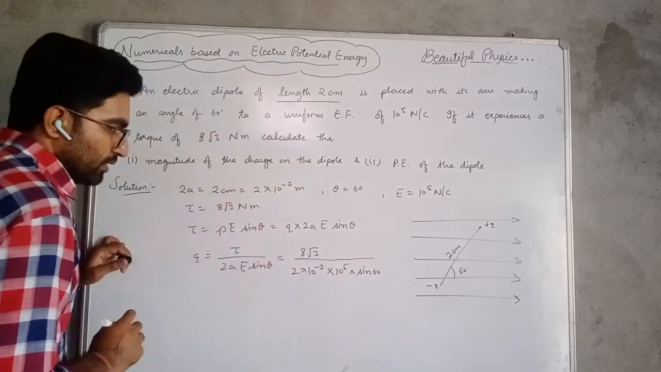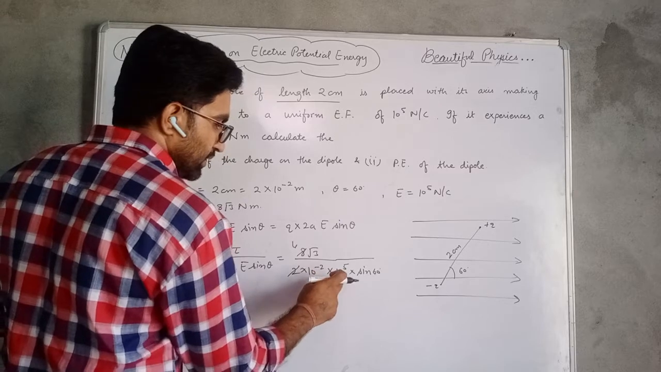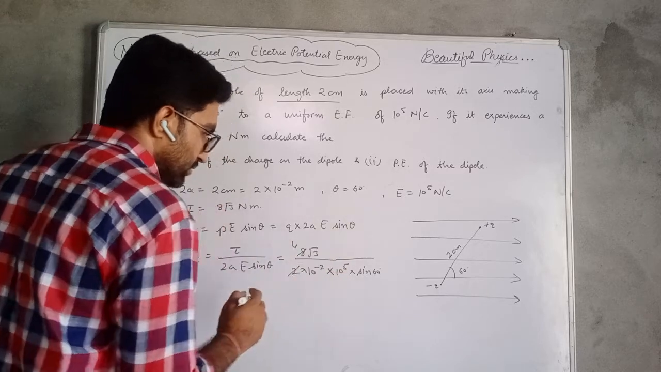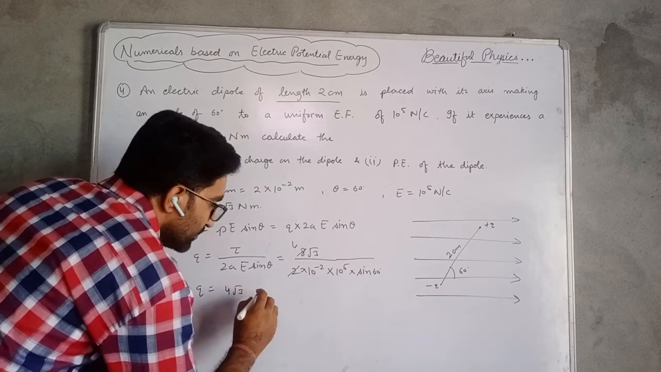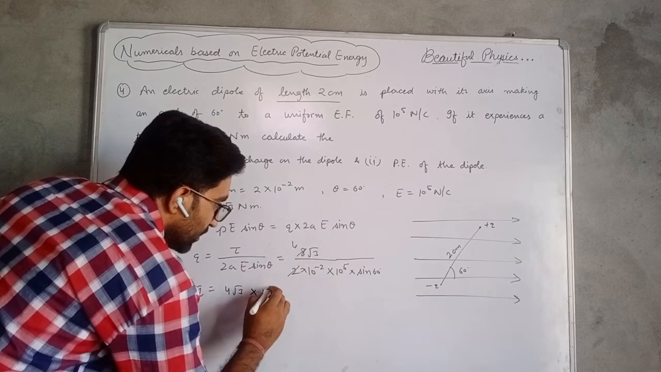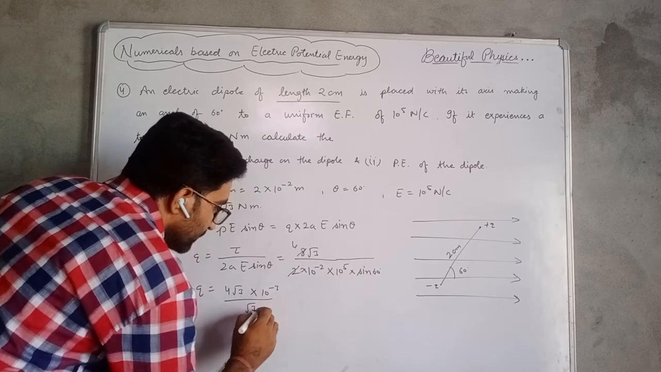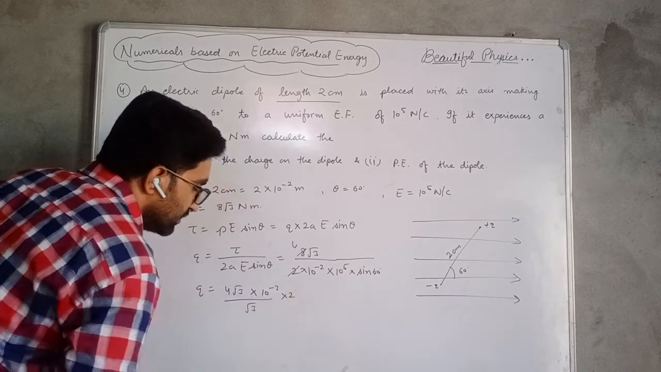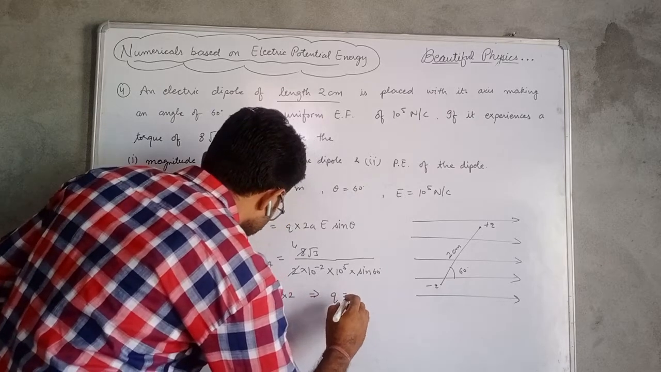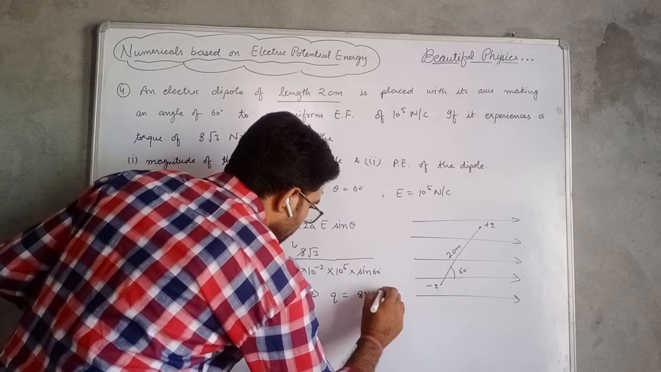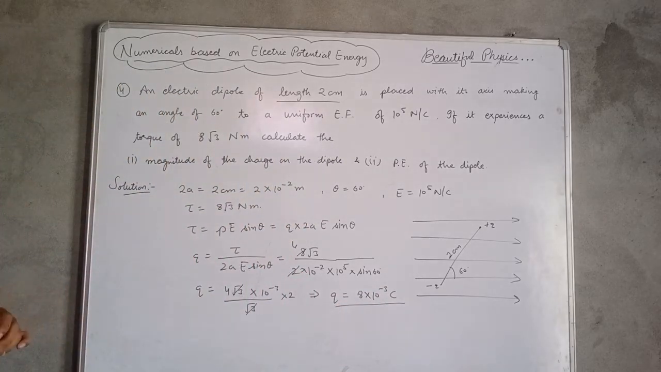Let's solve these terms. It will be equal to 4 into 10 raised to power plus 3, and when it goes outside it is 4 root 3 into 10 raised to power minus 3 divided by sine 60, which is root 3 by 2. The 2 is multiplied outside, root 3 cancels, and charge will be equal to 8 into 10 raised to power minus 3 coulomb. So the magnitude of charge is 8 into 10 raised to power minus 3 microcoulomb.